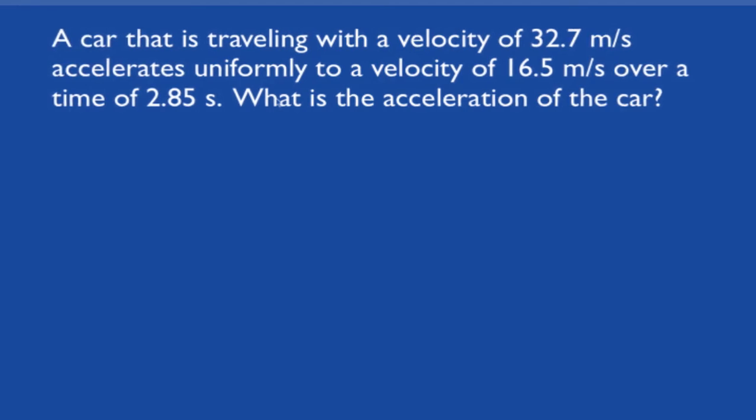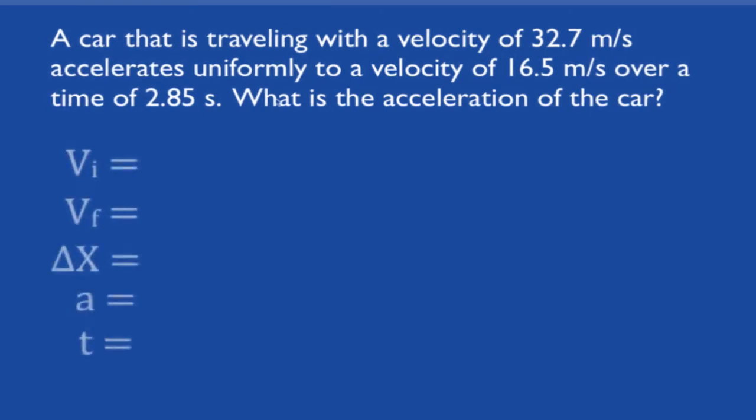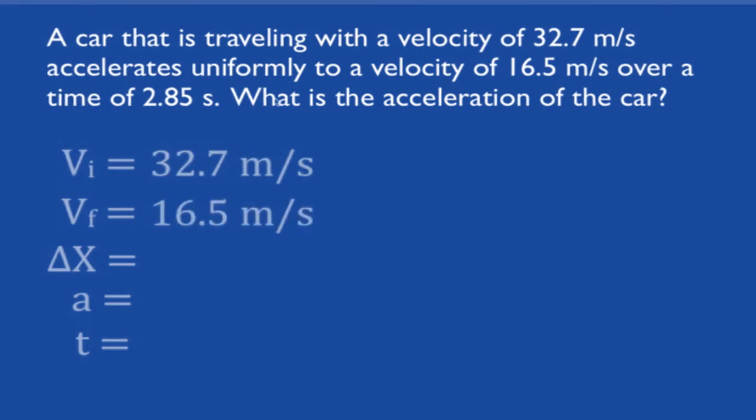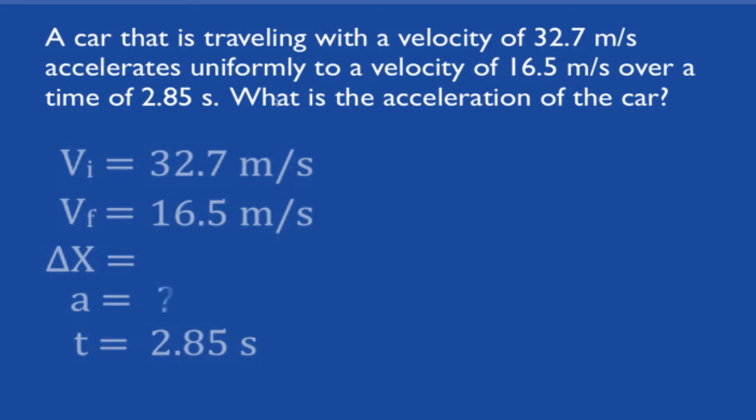Once again, the first step to solving this problem is to write down all 5 kinematic variables. Just write them all down. Get in the habit: initial velocity, final velocity. Write down what you know. We know the car is traveling with a velocity of 32.7 meters per second. That is our initial velocity. 16.5 is our final velocity, the time over which this occurs is 2.85 seconds, and we are trying to find the acceleration. We are not given the change in position.